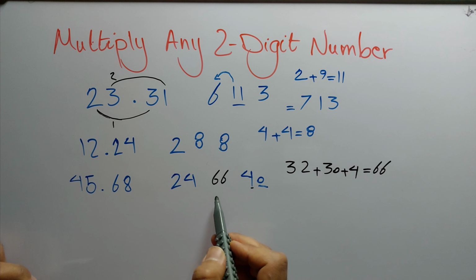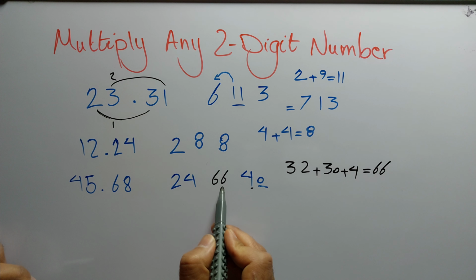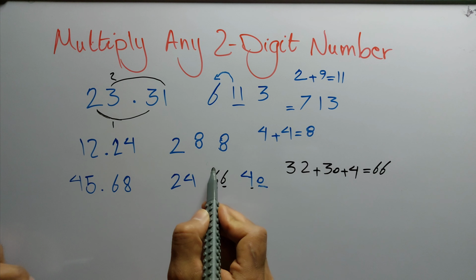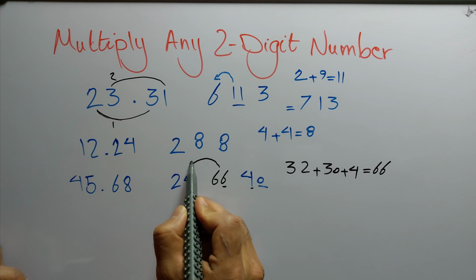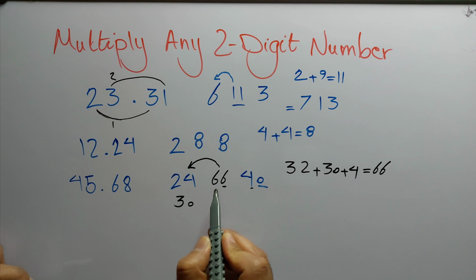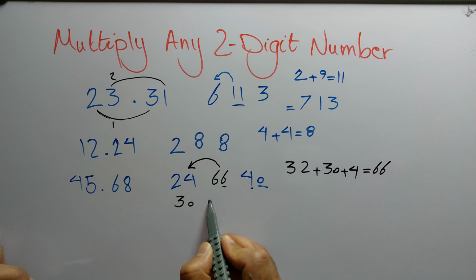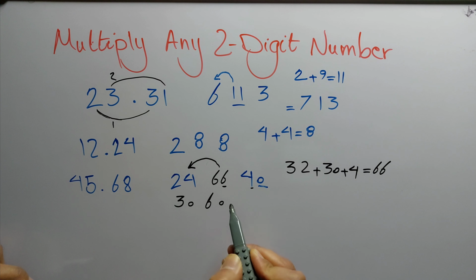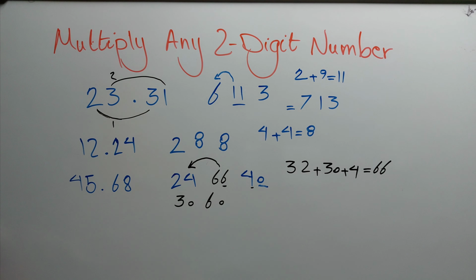And then we don't need a two-digit number, so we keep this one, and then we're going to add the 6 here. So 6 plus 24 is 30, and then we had a 6 here, and then a 0. So that's 3060. Let's go with another example.